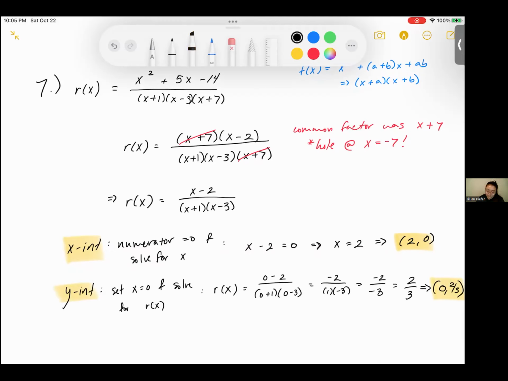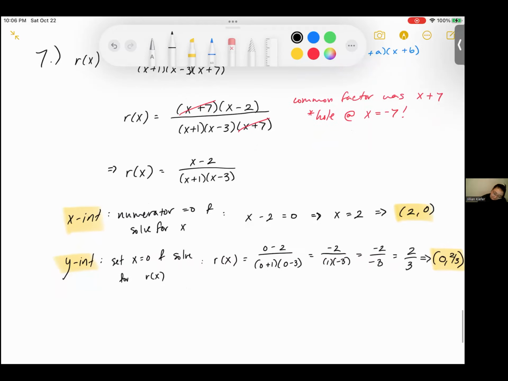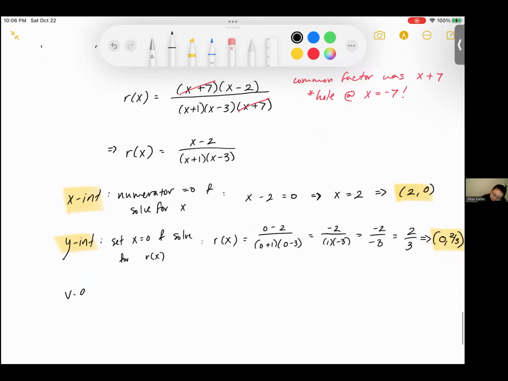So there is our y-intercept. So we found the common factor, we found our x-intercept, we found our y-intercept. Now we want to find the vertical asymptote and the horizontal asymptote. So the vertical asymptote is found by setting the denominator equal to 0 and solving for x. So you take the denominator equal to 0, solve for x.